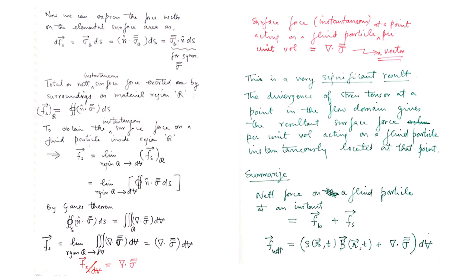Now we can express the force vector in a very straightforward manner on the elemental surface area. Because I am writing force on an elemental surface area, I write it as a differential force vector dFs, simply the product of the area magnitude ds and the stress vector, because stress by definition is dimensionally force upon area. So you can multiply by the area magnitude itself to get the differential surface force vector, because the stress vector σ_B is being used here.